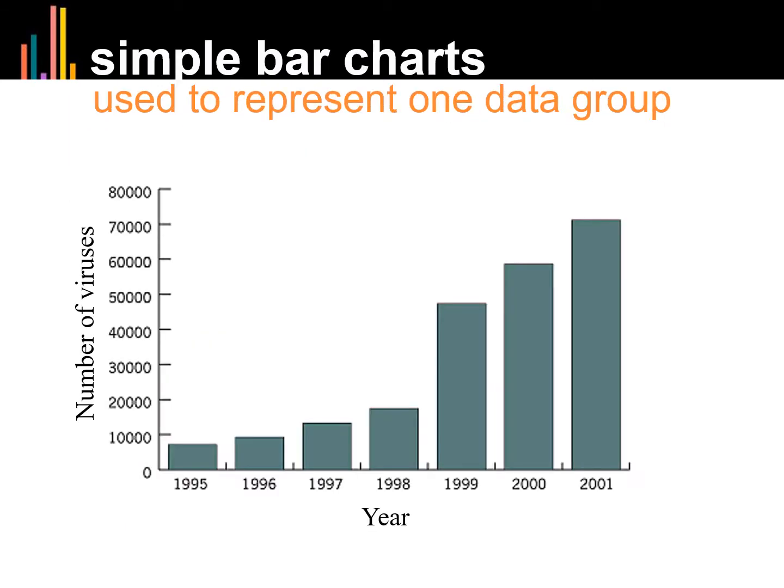Another kind is a bar chart. This is a simple bar chart. This is when you only have one data group. This is not when you're doing any kind of comparing. Mostly these are relatively simple, probably not ones that you'll use.